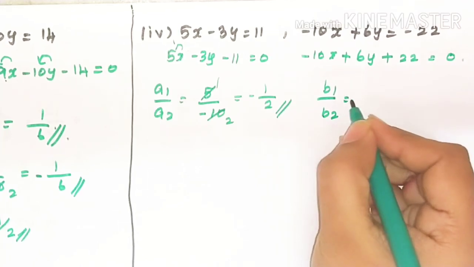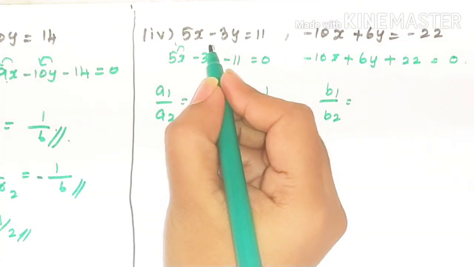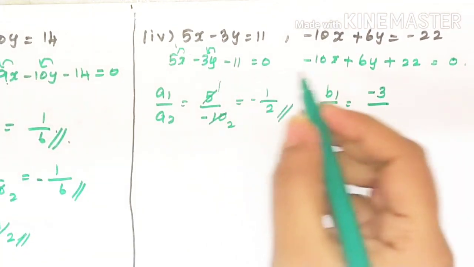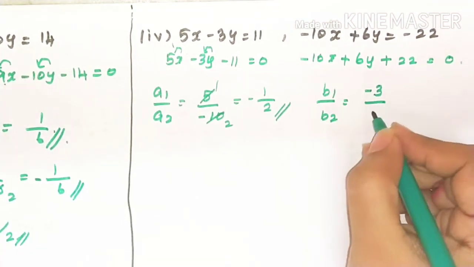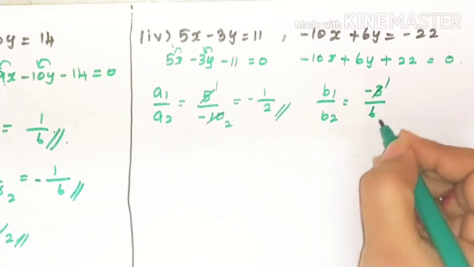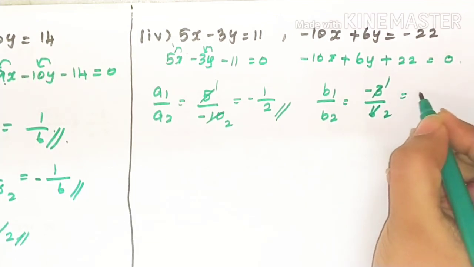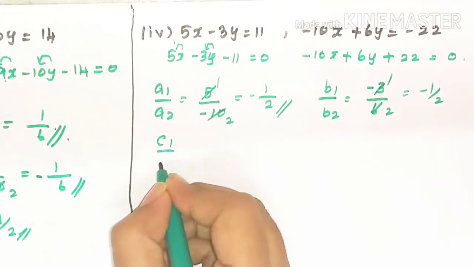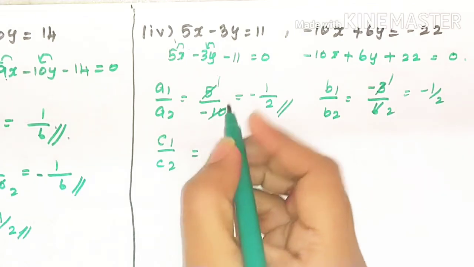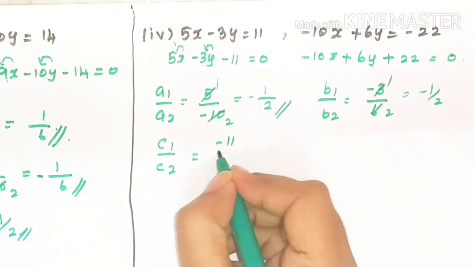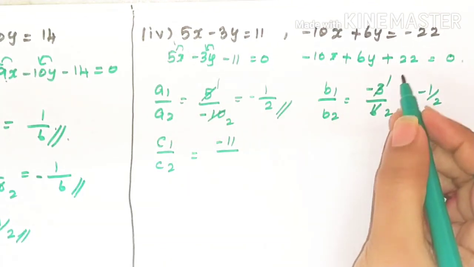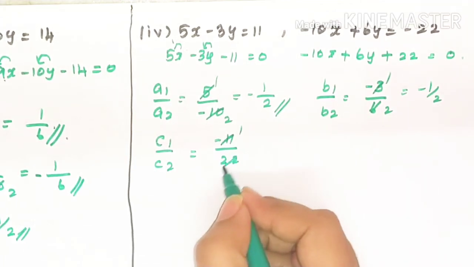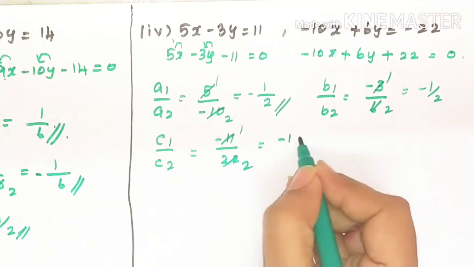b1 by b2 is the coefficient of y. So what is the coefficient of y? Minus 3. And here the coefficient of y is 6. So we can cancel 1 time and 2 times, so you will get minus 1 divided by 2. Next we can find out c1 by c2. Here c1 is minus 11 and c2 is plus 22. So we can cancel the 11 table, 1 time and 2 times, equal to minus 1 by 2.